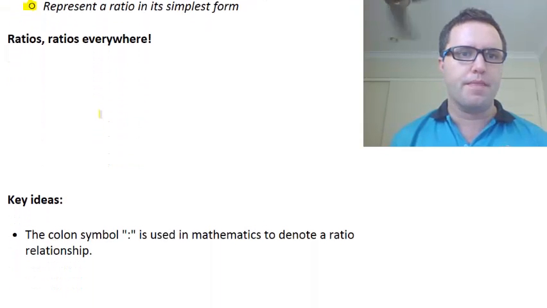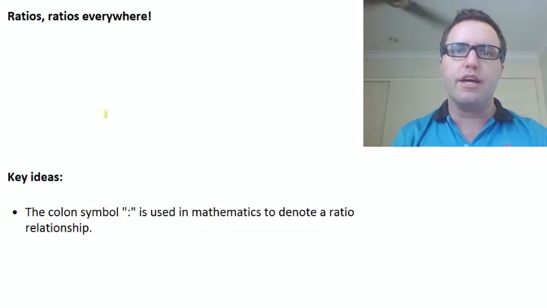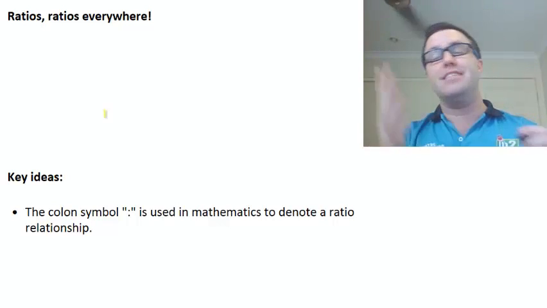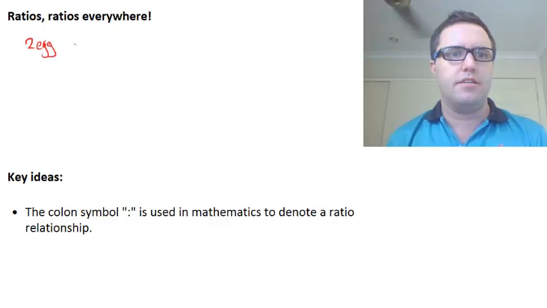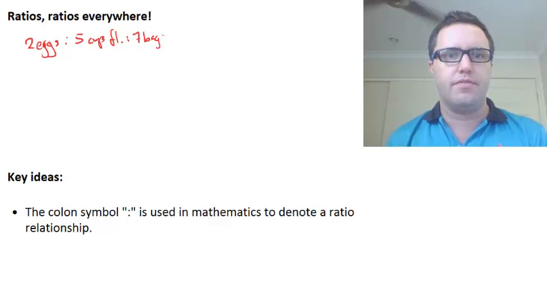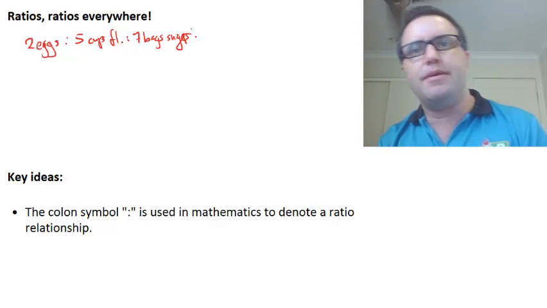Now, ratios are everywhere, wherever you look. Probably one of the easiest examples to think about is baking. For instance, you might have 2 eggs per 5 cups of flour per 7 bags of sugar. If you want the grossest cookies you've ever tasted, maybe.